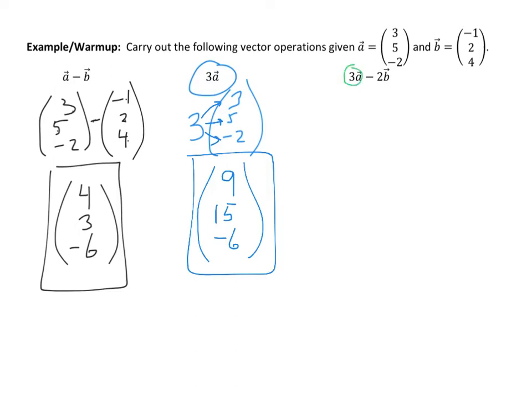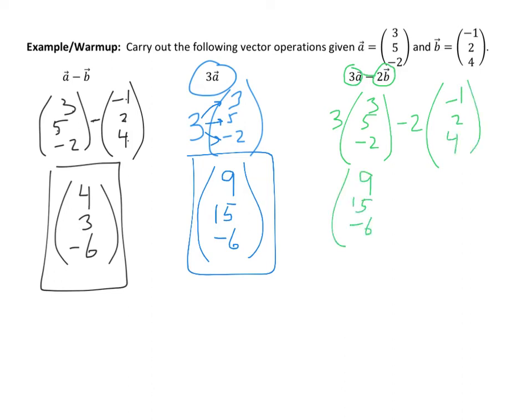In the last one of these, we're combining these two skills together, where you're going to do a scalar multiple on A, and then minus a scalar multiple on B. So for this one, we just need to do 3 times A, which we actually just did in the previous one, and then minus 2 times this one. We already figured out that this one was 9, 15, negative 6.